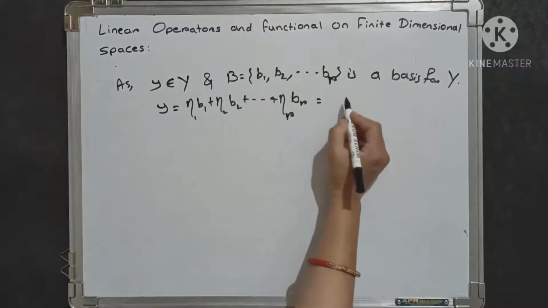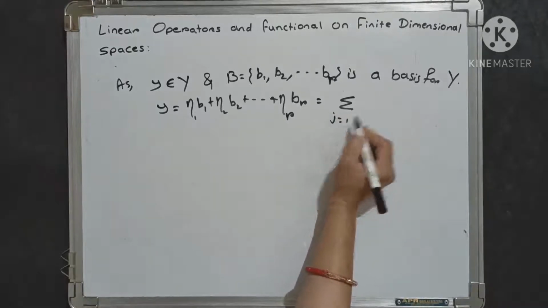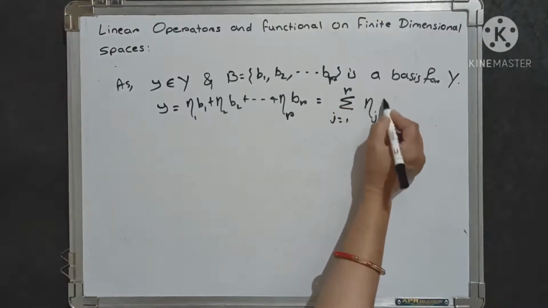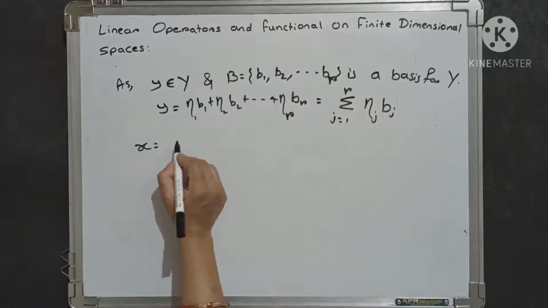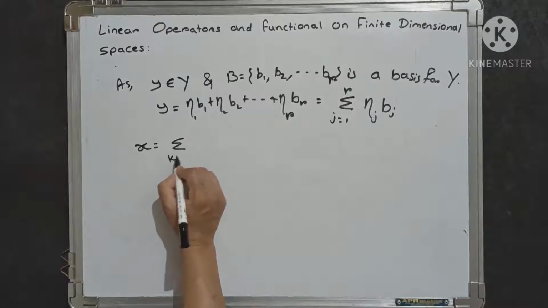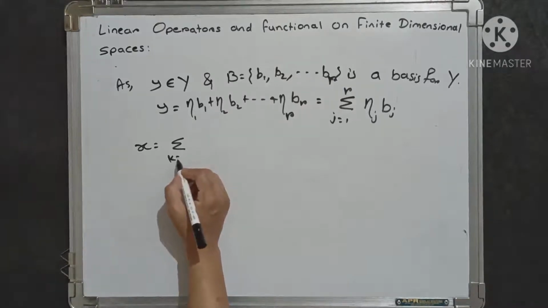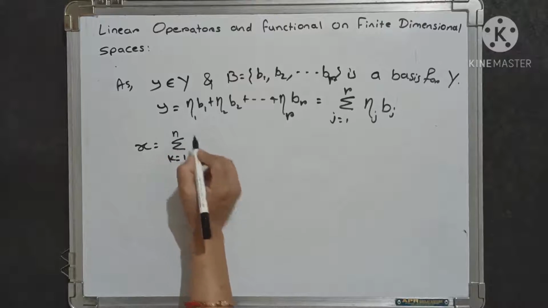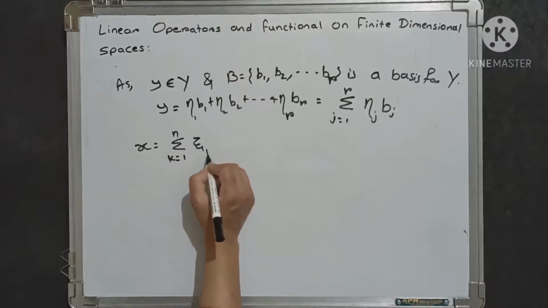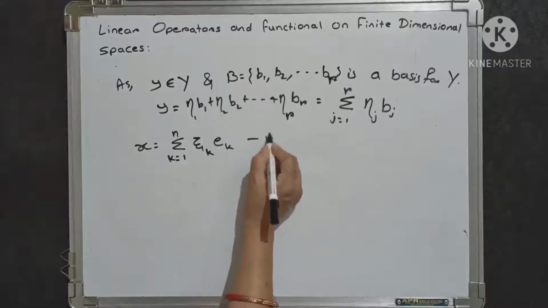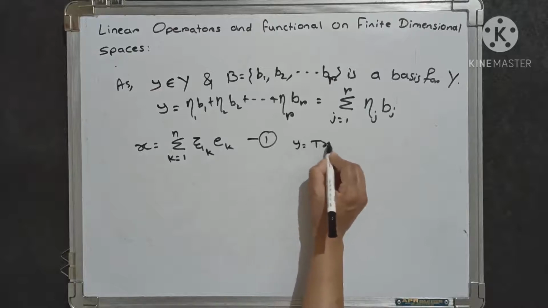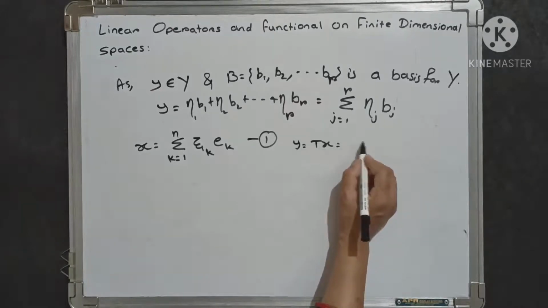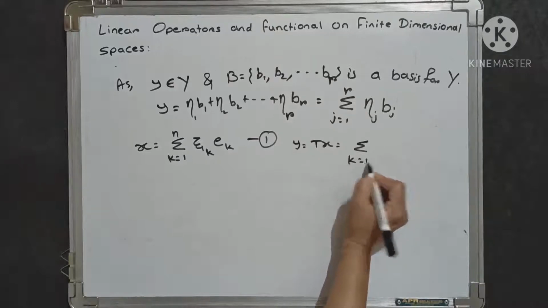That means in terms of summation, we can write the summation j running from 1 to r of eta j bj. We give it an equation number. As we are taking the value of x equal to the summation k running from 1 to n of xi k ek, we give it equation number 1. After that we have the equation y equals Tx, and then we get this, it is equal to the summation k running from 1 to n.